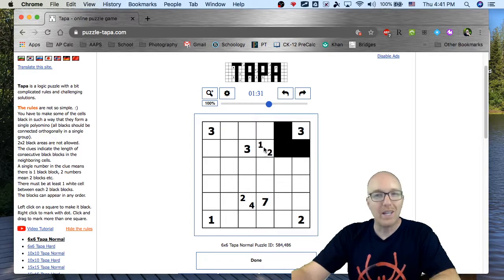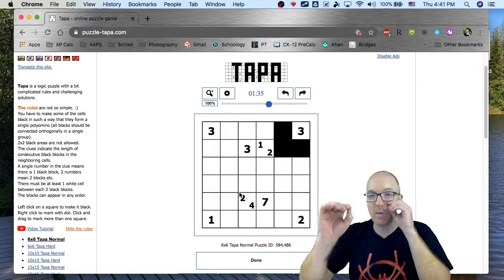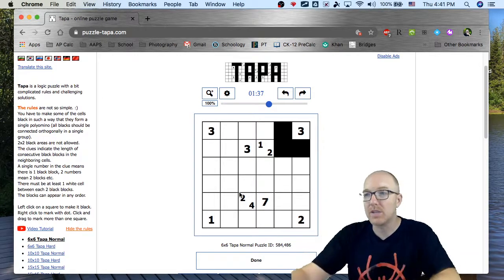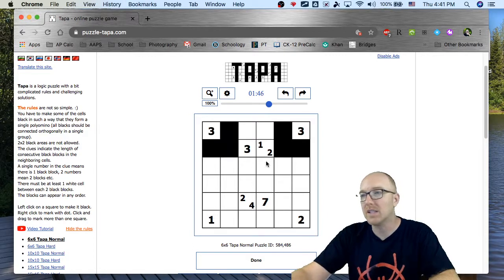When you have a 1 and a 2, or a 2 and a 4, those are not connected. So there has to be at least one white square in between the 2 different sections. Okay, a little bit confusing at first, but watch as I do this and we'll see. This is a 3, and we have only 3 shown, so that's a freebie. That has to be like this. Now this 3, 2 of them are already there.